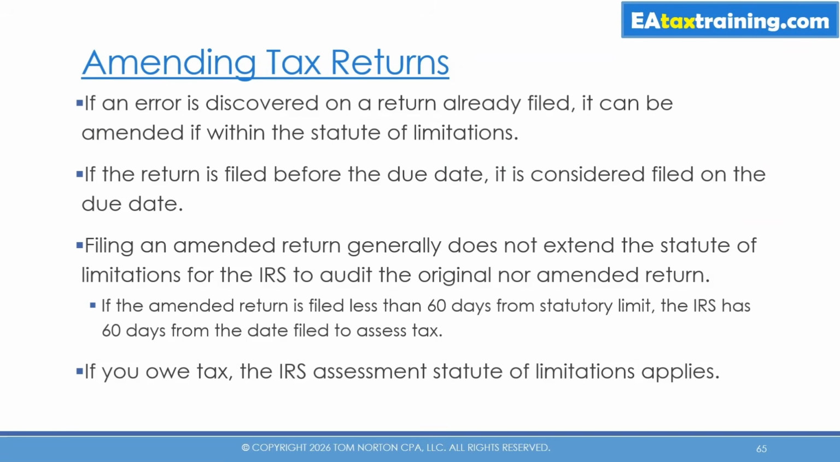Amending tax returns. If an error is discovered on a return that's already been filed, it can be amended if it is within that statute of limitations. So the 3-year, 2-year, or longer if you've got one of those exceptions. If the return is filed before the due date, it is considered filed on the due date. So you've got the time from the due date, even if you filed it early.